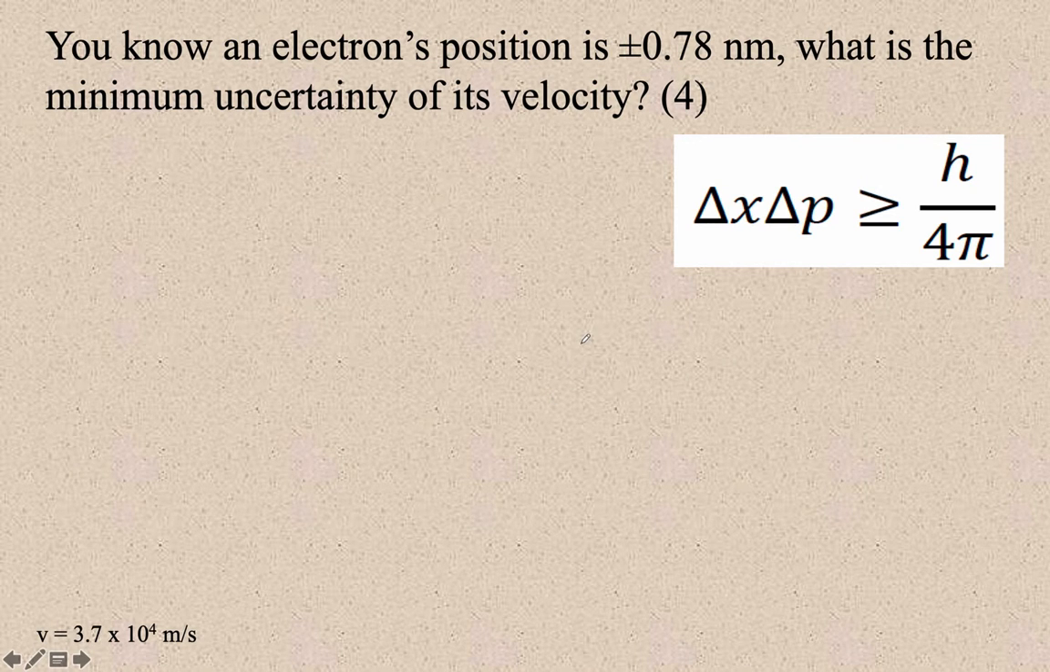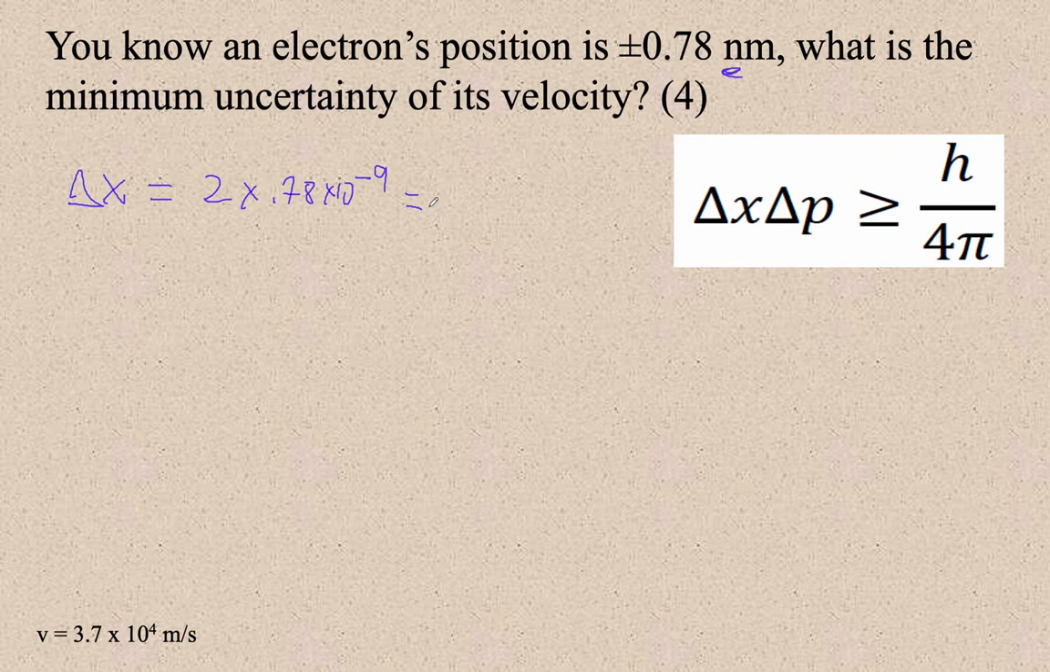All right, let's see. An electron's position is plus or minus 0.78. So for this, we're going to say delta x is 2 times 0.78 times 10 to the minus 9th, because notice that that's nanometers. So let's figure that out.